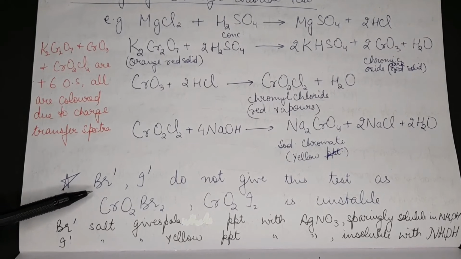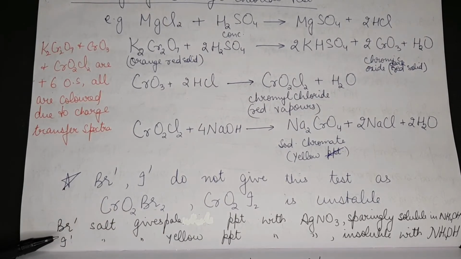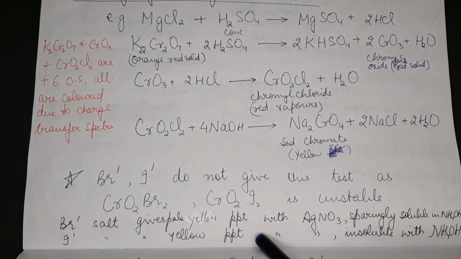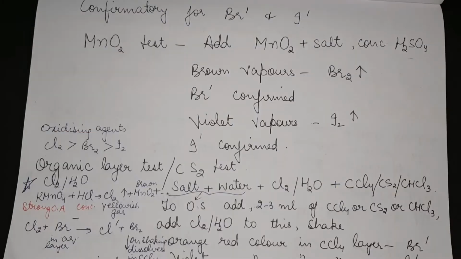Bromide and iodide do not give this test, as chromyl bromide and chromyl iodide are unstable. A bromide salt gives a pale yellow precipitate with silver nitrate, which is sparingly soluble in ammonium hydroxide, and an iodide salt gives a yellow precipitate with silver nitrate, which is insoluble in ammonium hydroxide. These two are the confirmatory tests for bromide and iodide.